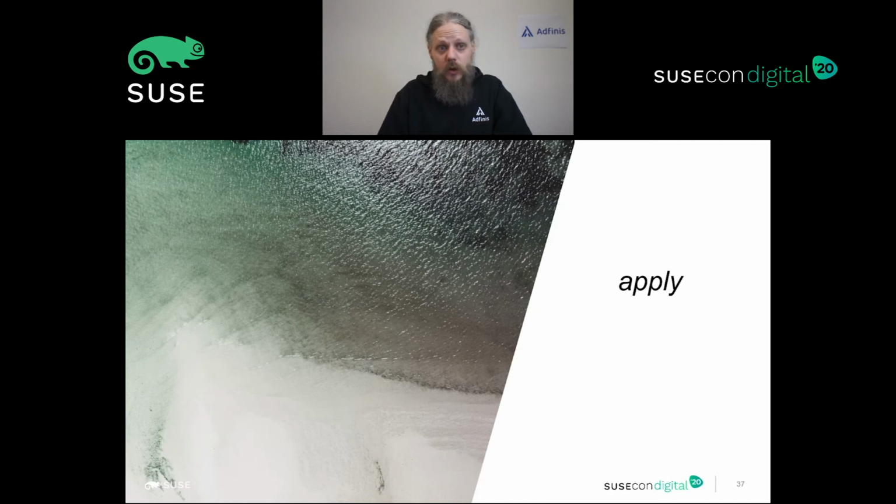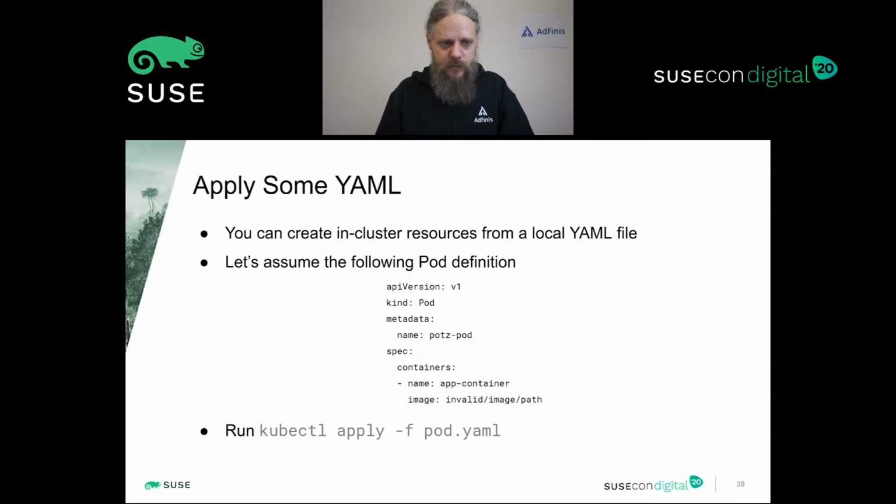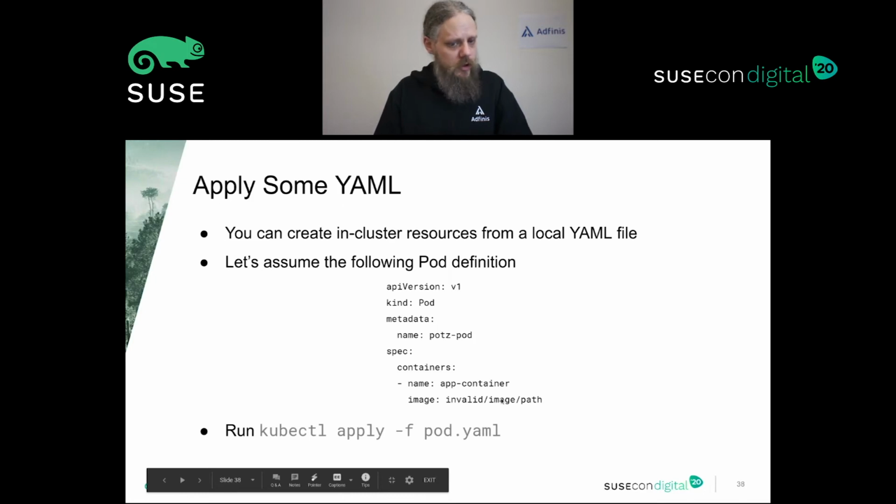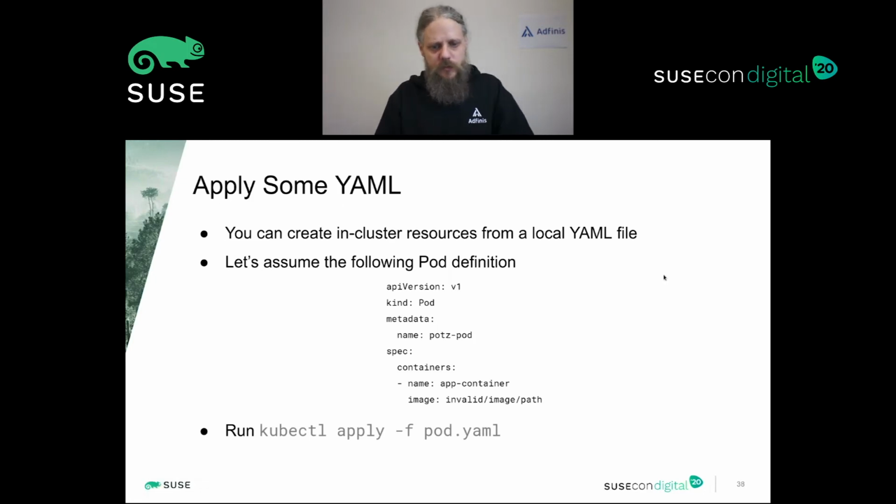Now we looked at how you can look at stuff that's running in the cluster. Let's also look into how to apply new stuff to the cluster. You can create in-cluster resources from a local YAML file. Let's assume you have a pod definition that looks similar to this. You can already see that the image path inside is invalid.